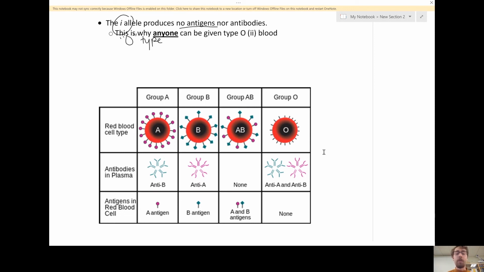However, if you have blood type O, it's going to spot those A and B antigens, and it will attack them, recognize them as invaders, and cause an immune response. So if blood type A, B, or AB is given to a blood type O person, there will be an immune response in that person, and it will not be good.